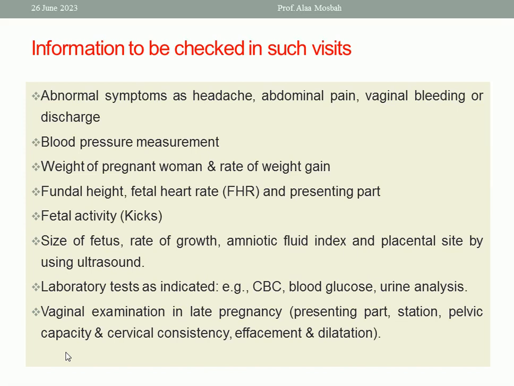Also, exclusion of any congenital anomaly as regard the placenta and any abnormality of the placenta like placenta accreta spectrum or placental abruption and so on. Lab tests as indicated like CBC, blood glucose, urine analysis, vaginal examination in late pregnancy for presenting part, station, pelvic capacity and cervical consistency, effacement and dilatation, which happen with starting of labor pain.